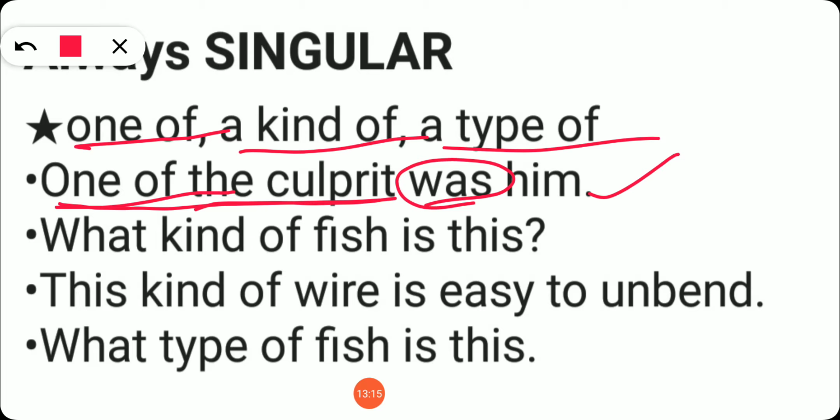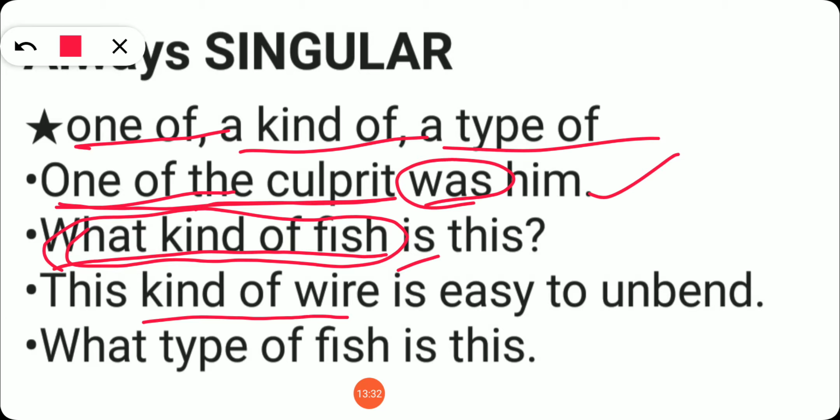Next, a kind of. What kind of fish is this? So here, what kind of fish? இது எல்லாத்துலேயுமே என்ன இருக்குது, இது ஃபுல்லாகவே சப்ஜெக்ட் தான். Okay, is is a singular verb. This kind of wire is easy to unbend. So this kind of wire, all these words are the subject. Is a singular auxiliary verb.